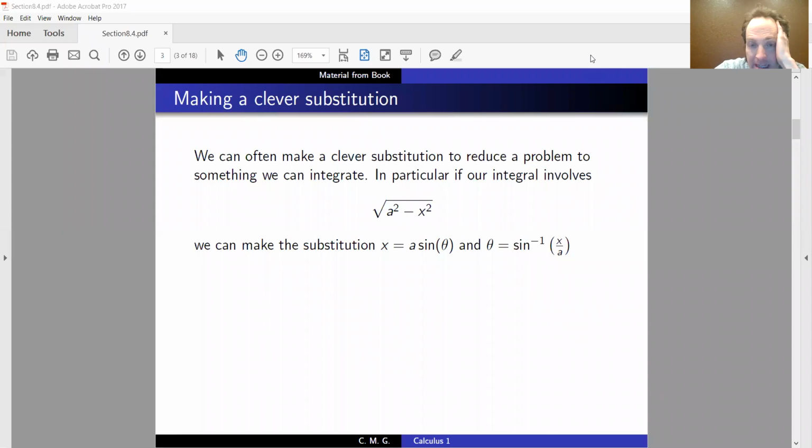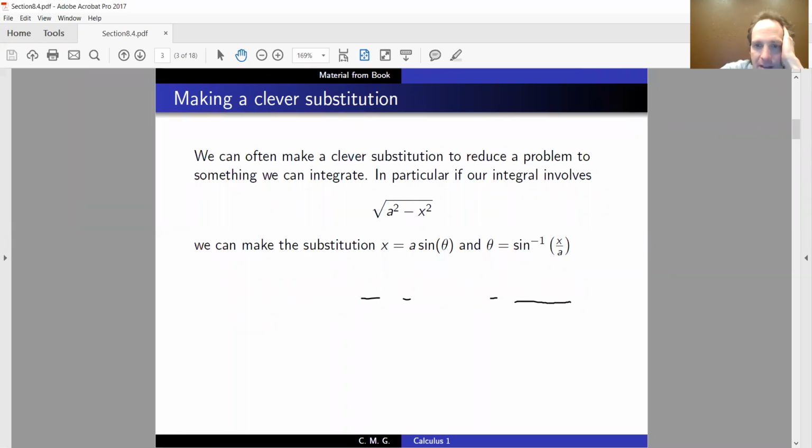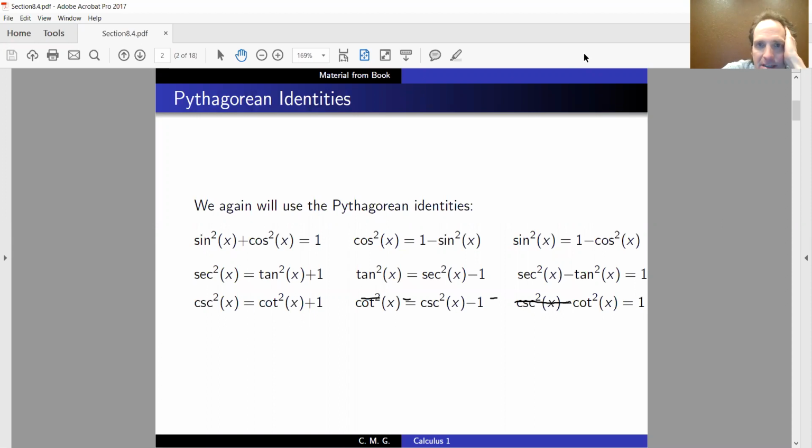Okay. Now, what does that do for me? I make my substitution. I let x equal a sine theta. That's going to be squared, so that is just a squared sine squared theta. I can factor an a squared out of both terms here, so that comes out in front. And I'm left with 1 minus sine squared theta in there. Well, what was 1 minus sine squared theta? According to the identities, 1 minus sine squared theta is cosine squared theta.